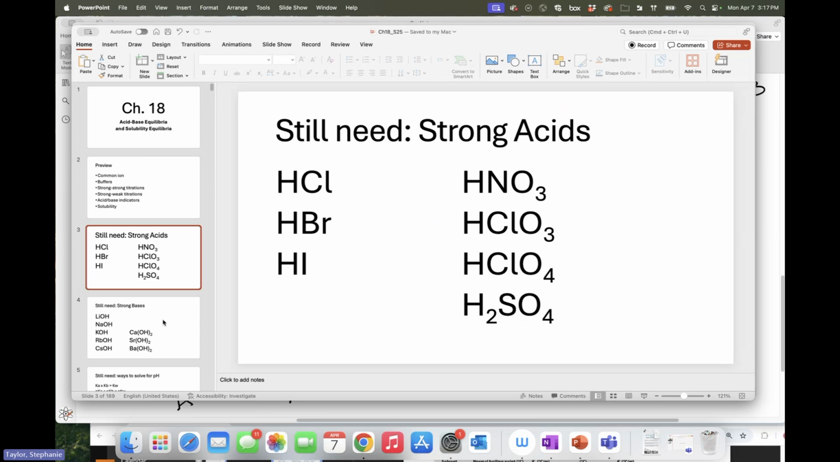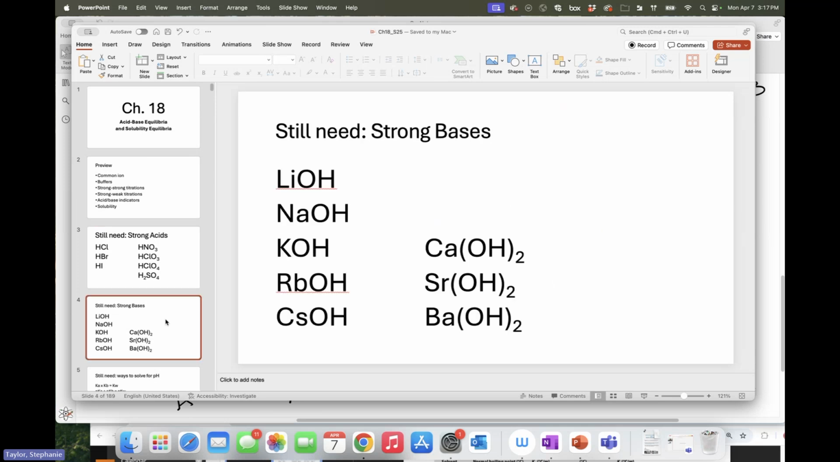Your strong bases, I do mostly have the strong bases on the periodic table. Most of these are alkali metals. 5 of them are. The other 3 are alkaline earth metals. So strong acids, strong bases, you still need to have those memorized.